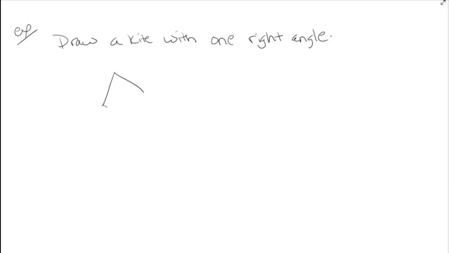Normally, right, we would have something like this, where we have 2 sets of adjacent sides congruent. So now somehow I got to get a right angle in there. Well, I'm going to try to work it in here. So let's see if I can kind of make myself a right angle. Of course, I'm just going to denote that there. And then I'm going to bring this thing together. And I can mark my sides. So there is a kite with 1 right angle.